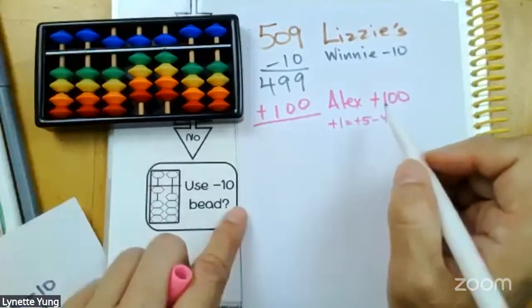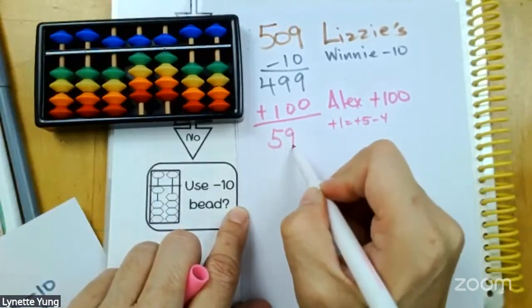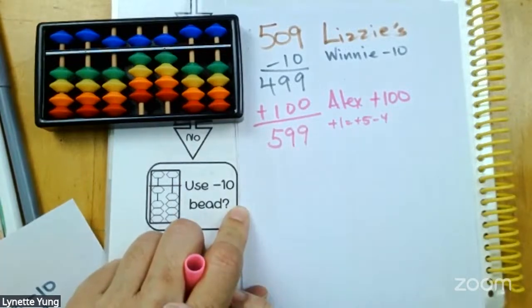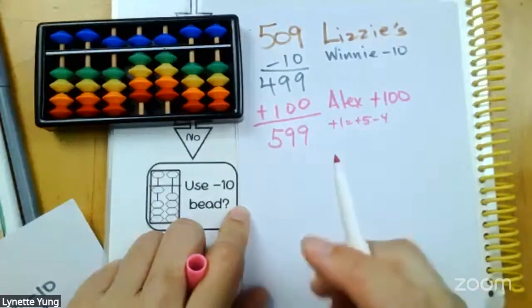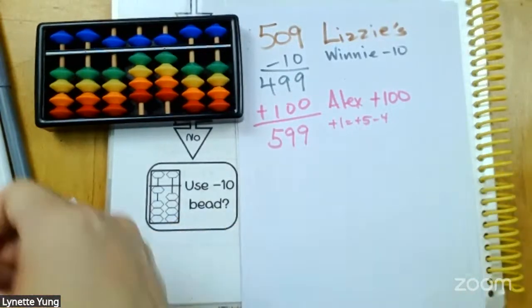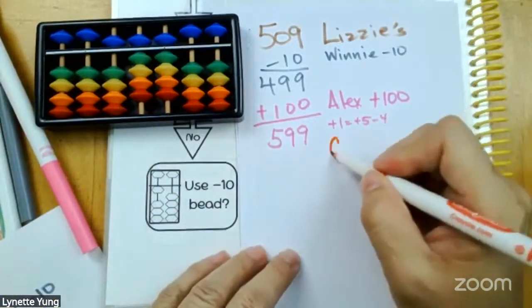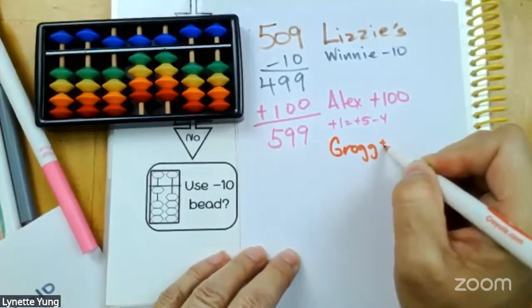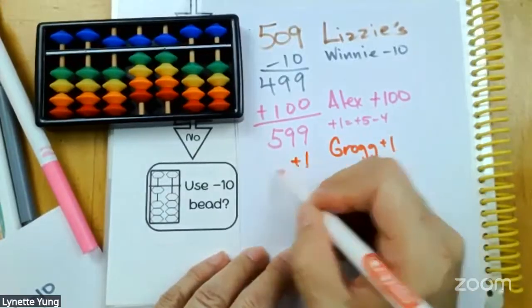So we're back to 599. And then you have plus the 1 more. Grog's is 1 more than Alex. So if that's so, Grog is 1 more than Alex, I plus 1.